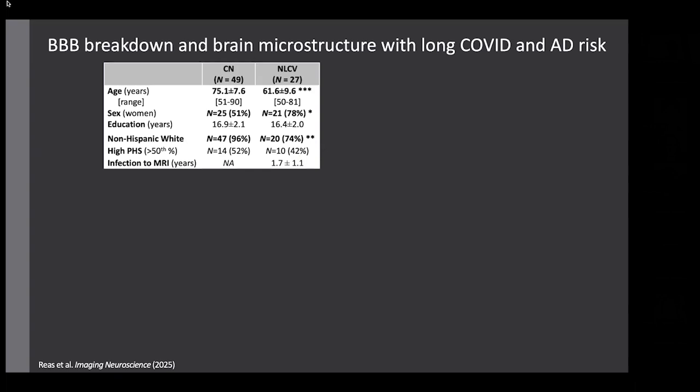The long COVID group is somewhat younger, more likely to be female, and more racially and ethnically diverse. Interestingly, though, this actually matches the demographics of the long COVID population. We did some sensitivity analyses on a better matched cognitively normal group and found that the results were essentially identical, so we don't think it influenced our findings.